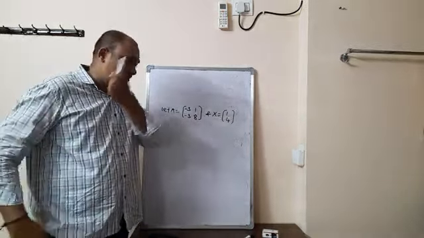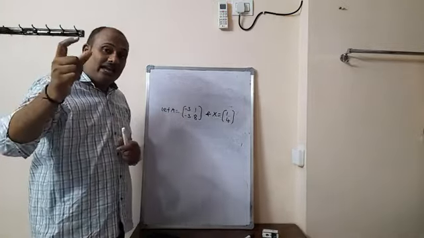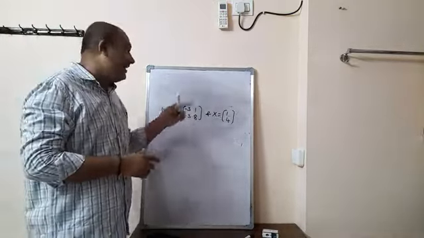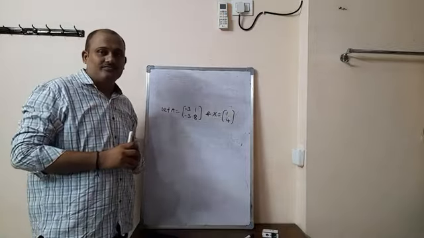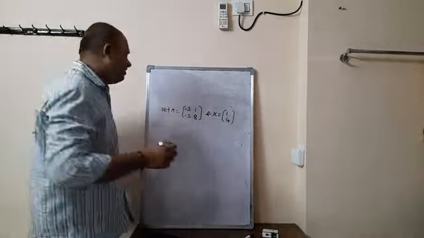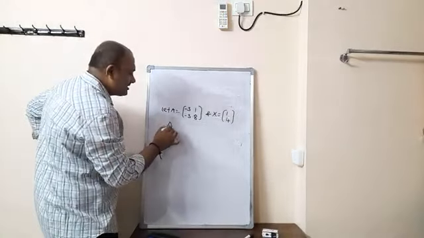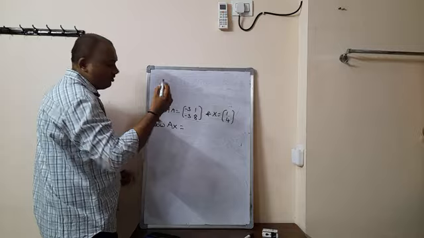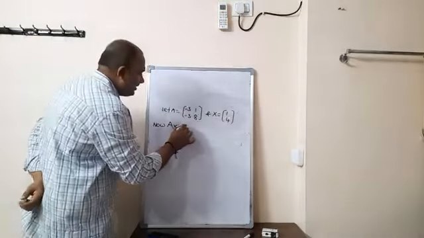Eigenvector means there exists a scalar lambda such that Ax equals lambda x. For that we have to find Ax. Now, to find the value of Ax.